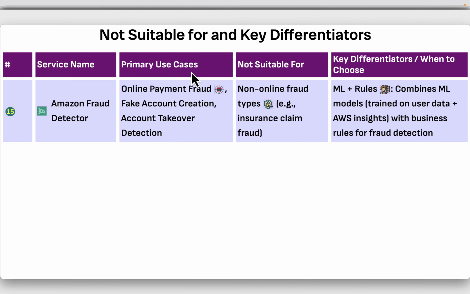Next service, Amazon Fraud Detector. So primary use cases are online payment fraud, fake account creation, and account takeover detection. This is not suitable for non-online fraud types, for example, insurance claim fraud, which is non-online. And key differentiators and when to choose: when you have machine learning plus some rules. So it combines ML models, which are trained on user data plus AWS insights, with business rules for fraud detection.